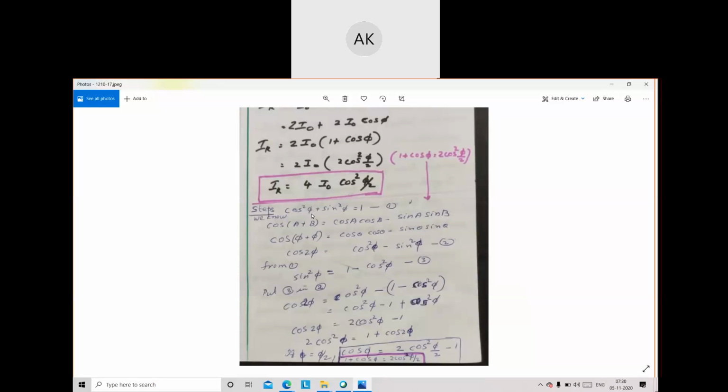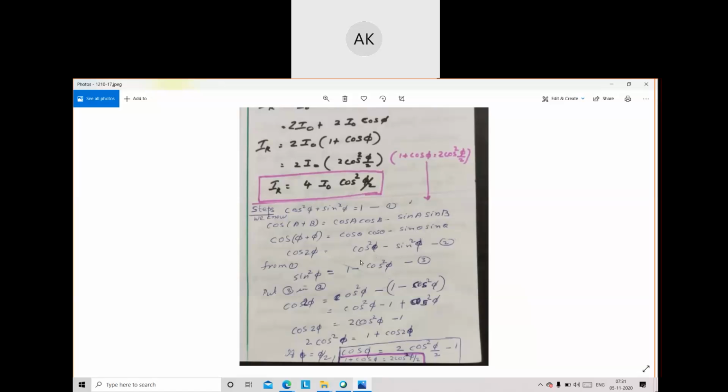So, steps, I will explain the steps. Cos square phi plus sin square phi equal to 1, that everybody knows. Then we also know cos of A plus B equal to cos A cos B minus sin A sin B. When the phase difference is phi for both the waves, A and B are equal, so you can write phi here and here. So this can be written as cos 2 phi equal to cos square phi minus sin square phi.